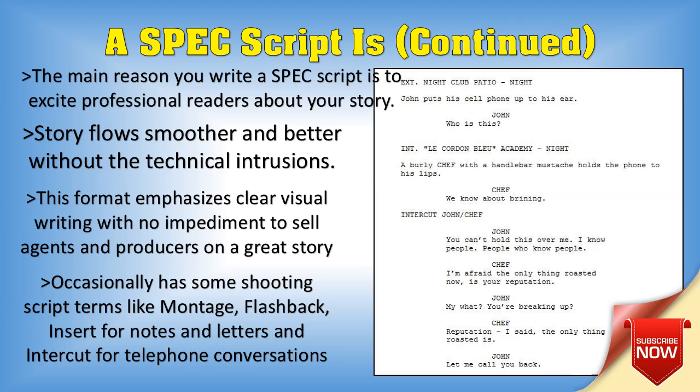So on the right side here is another example of a spec script, same formatting, but I gave an example of telephone conversations intercut. So if two people are talking on the phone, you just simply say intercut, whoever's talking to whoever's talking on the phone to each other. And you just do the conversation. And like I said before, use it very sparingly, because a real great screenplay writer can use all the technical jargon without actually putting it in, using clever ways to not use the vocab words but still get across to the reader the visual aspect without the visual terms.